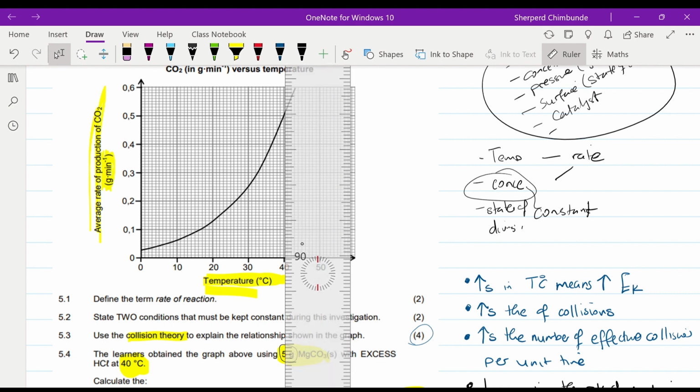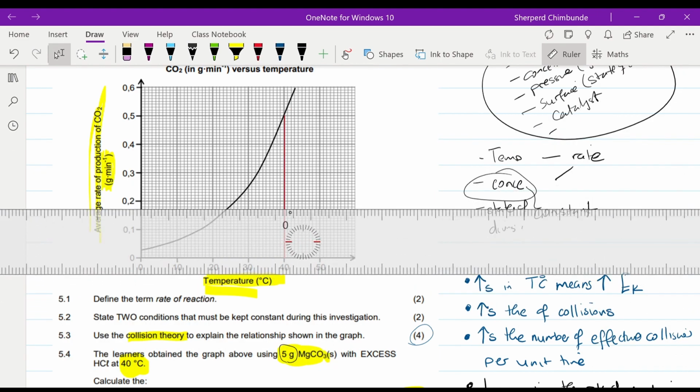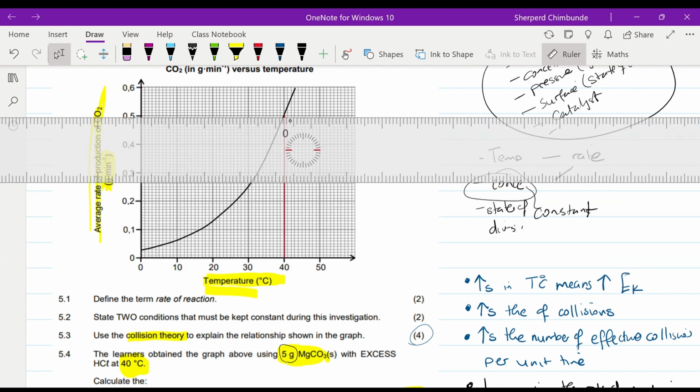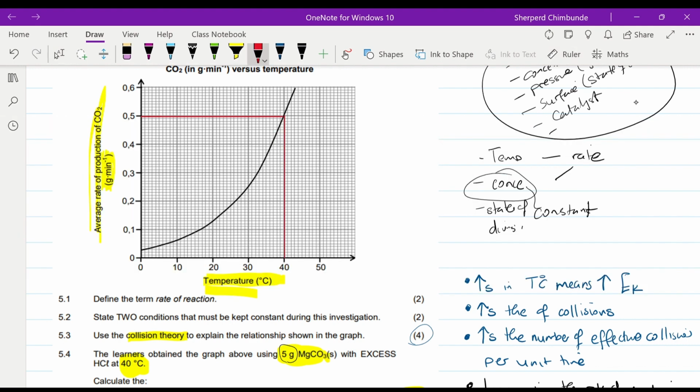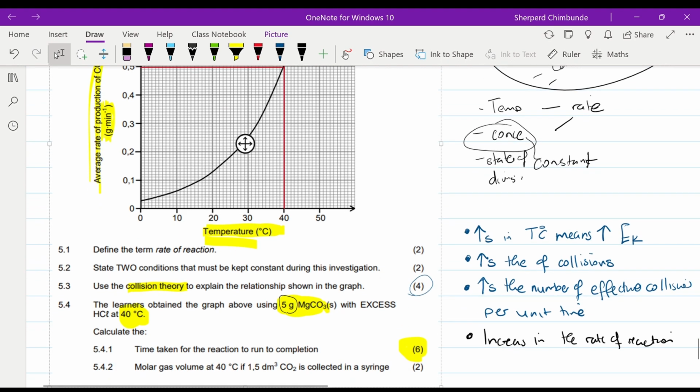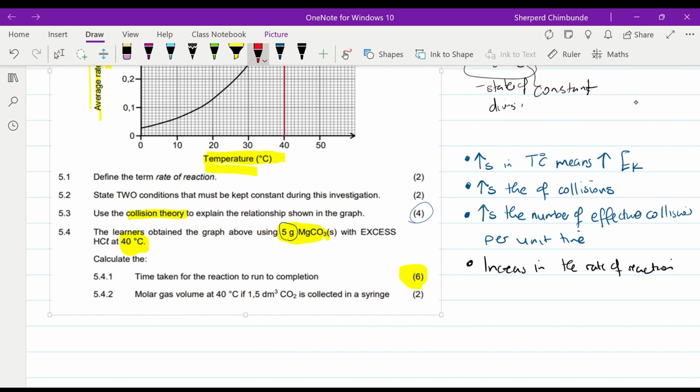Okay, let's try to put the ruler there and just maybe draw in red. So at 40 degrees, one can see that it corresponds to a rate of reaction. It's corresponding to the rate of reaction of 0.5. So 0.5 grams per minute of carbon dioxide will be produced. So at 40, it means 0.5 grams of carbon dioxide is produced per minute.